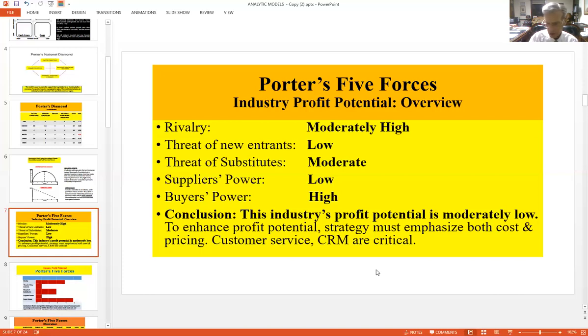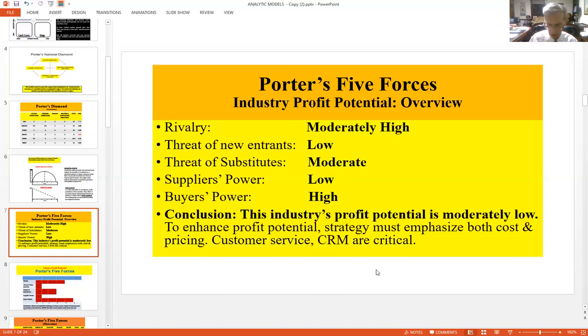And the strategy of companies in that industry is going to have to emphasize both low cost and differentiation as well as pricing. To get the differentiation that you need, you're probably going to need a lot of attention to customers, customer service, customer relations management, and so forth.